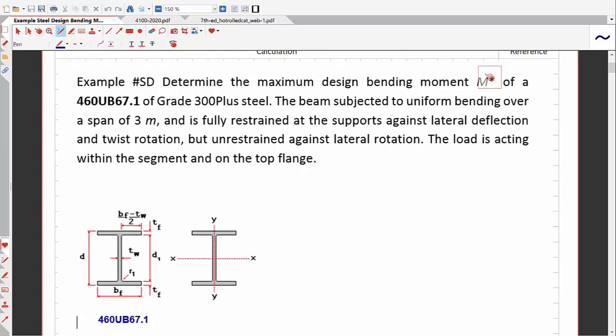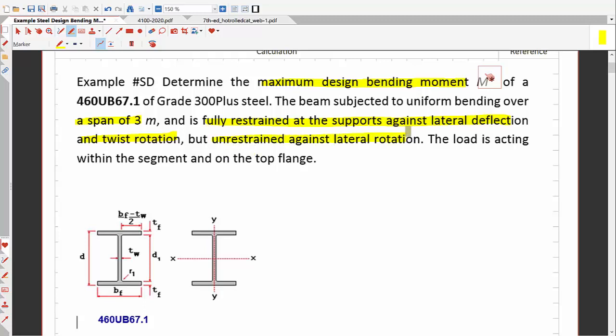67.1 universal beam section, and as you can see here, we need to find out the maximum design bending moment capacity for this beam. And the beam is subjected to uniform bending over a span of 3 meters, and it is a simply supported one, and it is fully restrained at the supports against lateral deflection and twist rotation. So it's fully restrained at both ends, but unrestrained against the lateral rotation.